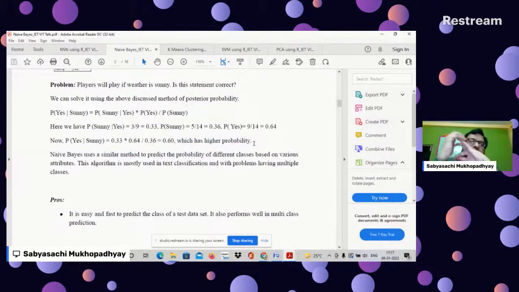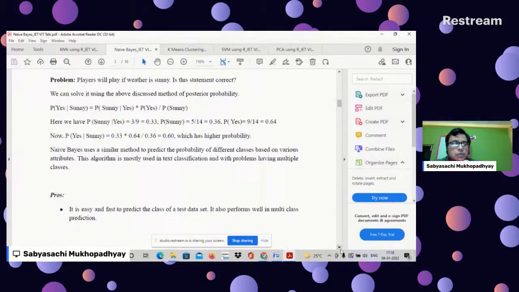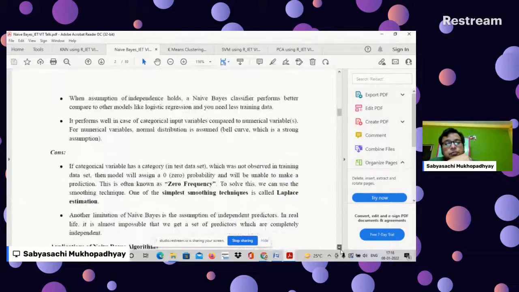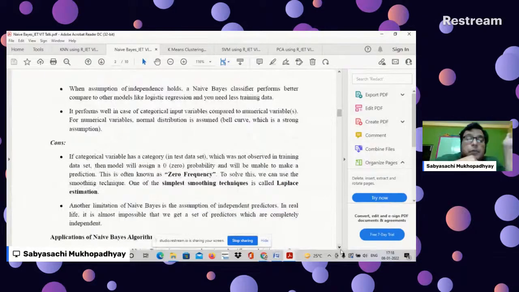So naive Bayes uses a similar method to predict the probability of the different classes on the basis of the different attributes, and it will predict the most likely outcome. Okay, so this is how you can solve a simple mathematical problem using the naive Bayes classifier algorithm. The pros and cons: it is easy and very fast for predicting the test data set, and it performs well on multi-class classification. And as I told you, it is very good for dealing with a large data set.